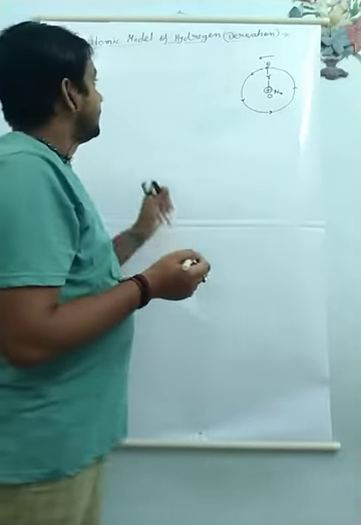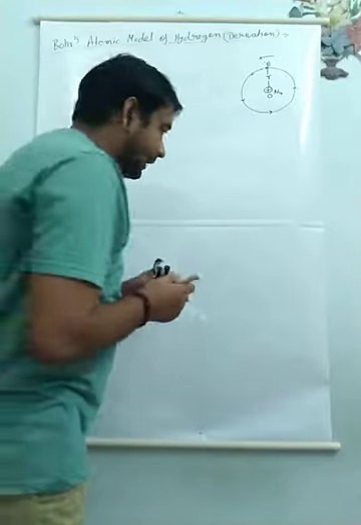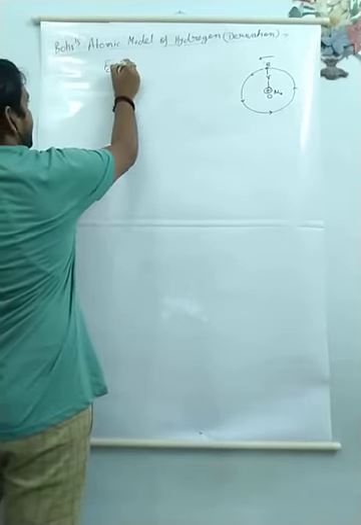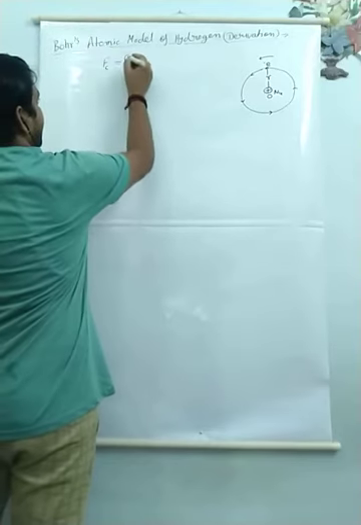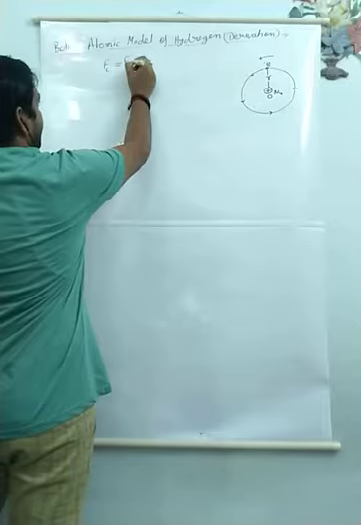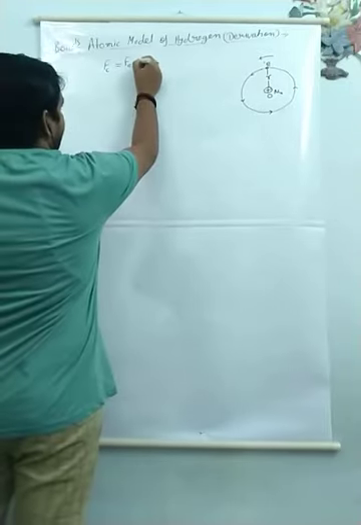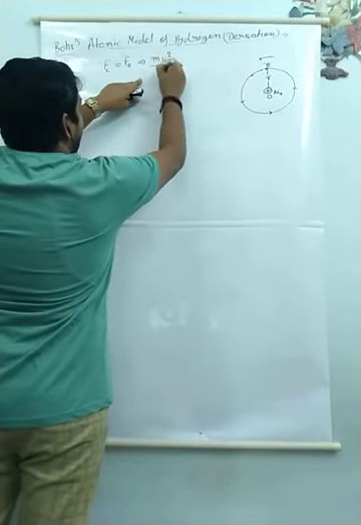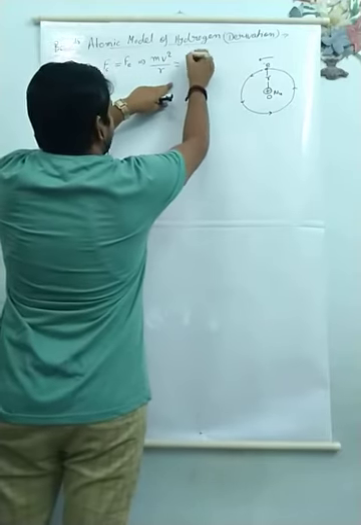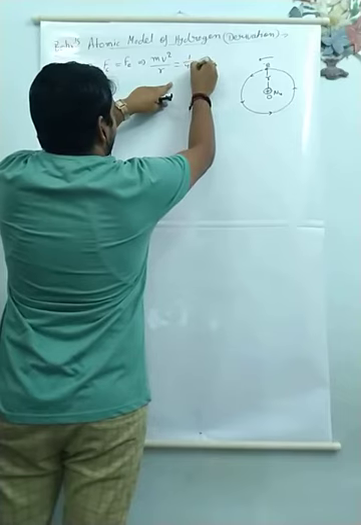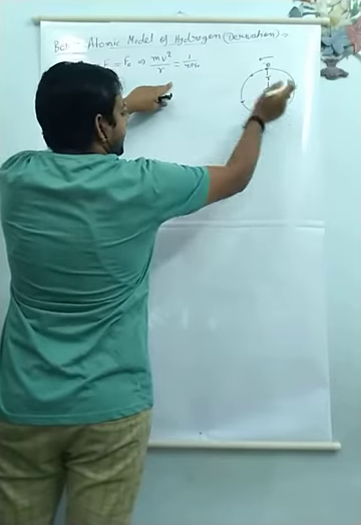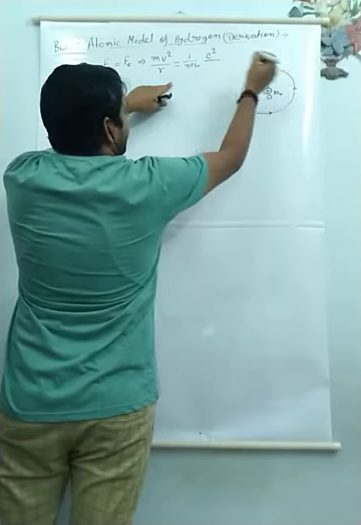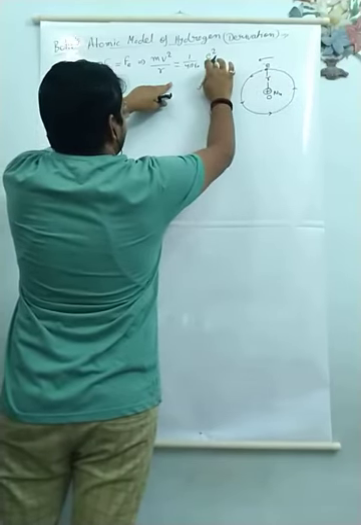Now, we apply postulate 1, that is, the centripetal force Fc is equal to the electrostatic force. So student, we have: centripetal force is mv square upon r, and electrostatic force is 1 upon 4 pi epsilon naught times the charge on the electron and the charge on the nucleus. We use e and e square upon distance r square. Clear?